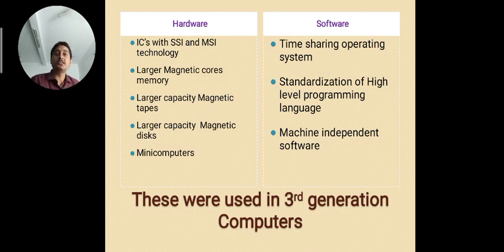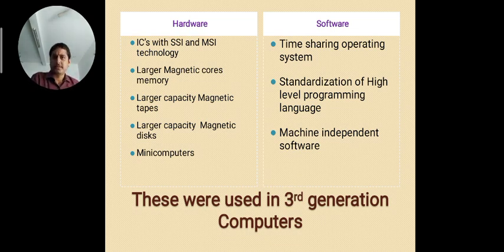Okay, larger memory, magnetic core memory. Larger means it was not large in size, it had larger capacity to store data in comparison to the second generation and first generation. Larger capacity magnetic tapes. Magnetic tapes were also in second generation, but their storing capacity was less, and in third generation their capacity was increased. Larger capacity of magnetic disk.